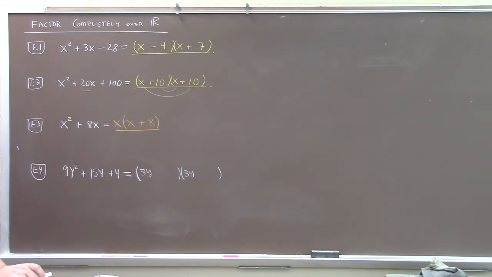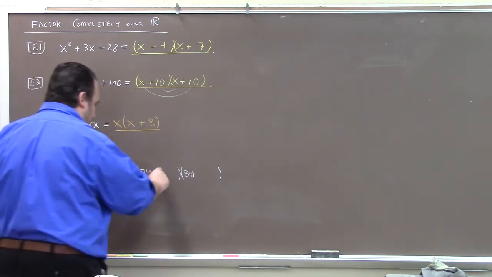To get a 4, I can do what? Like 4 times 1? 2 times 2? Now if I do 2 and 2, I'm only going to get 12 from that, because I'm going to get a 6 plus a 6, which is a 12. So 2 and 2 isn't going to work. I've got to try the 1 and 4. Does that work? I don't know if it works or not. Let me try it out.